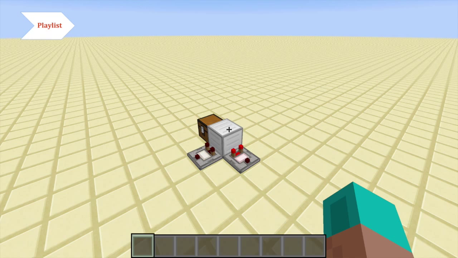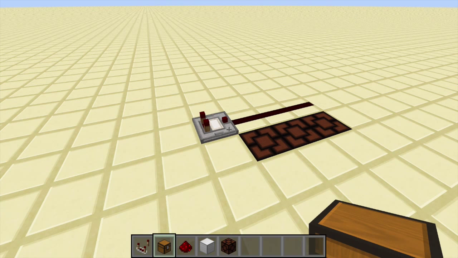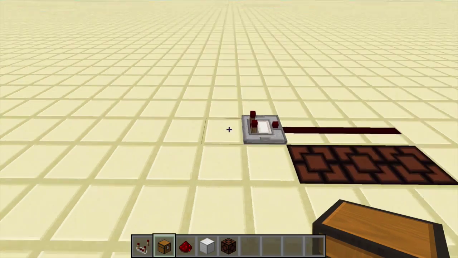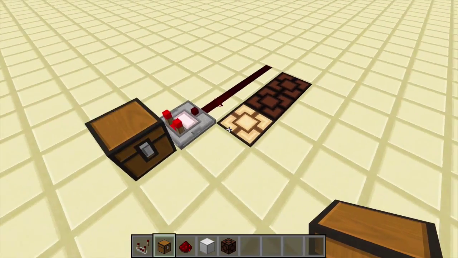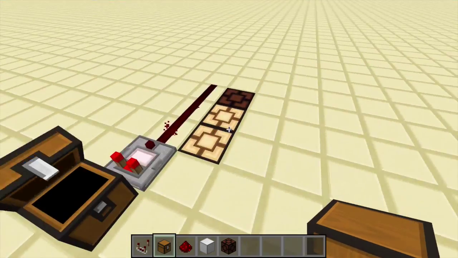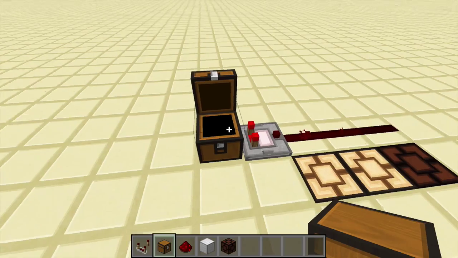And today we're going to look at the comparator. The first thing we're going to take a look at in this episode is the main feature, or well, the most useful feature of the comparator. And that is, the comparator can read the inventory of a block that has inventory. That means I can place a chest here, for example. I can place blocks in and I will get an output. The more blocks I place in, the higher my output will get.